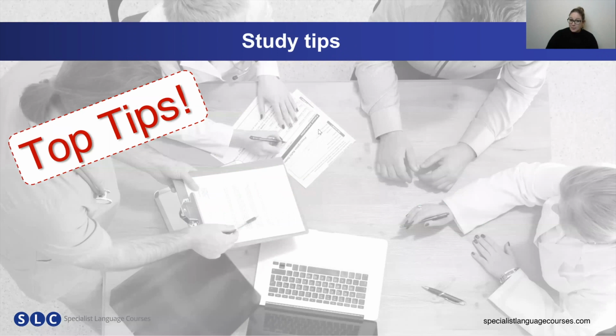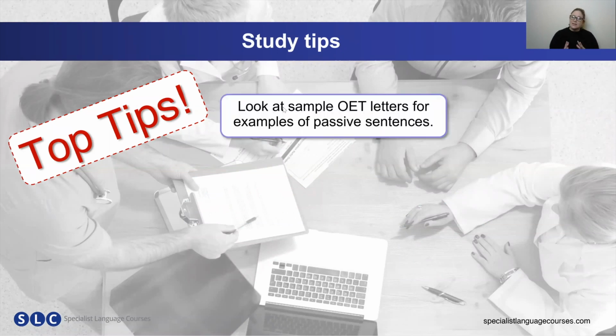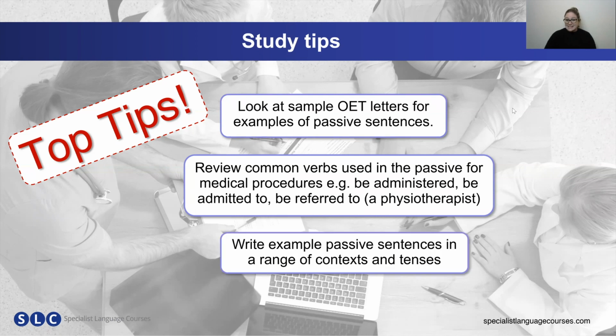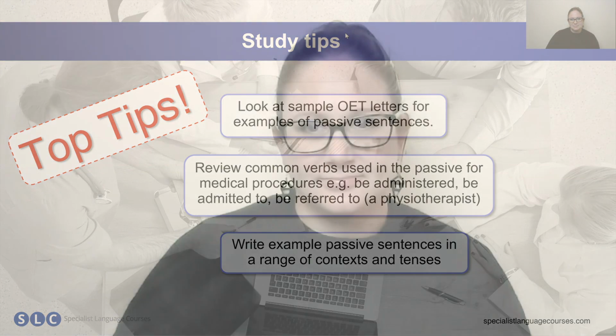So top tips for passive, some things you can do in your study time would be look at OET sample letters. These are really a great resource for examples of passive sentences. Review common verbs used in the passive for medical procedures. So we've got be administered, be admitted to, be referred to, and make sure that you're confident in using them in a variety of contexts and also tenses. This is very important.